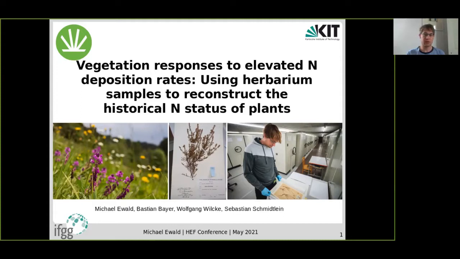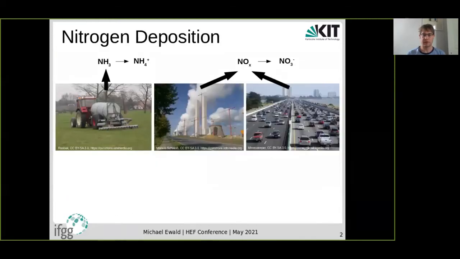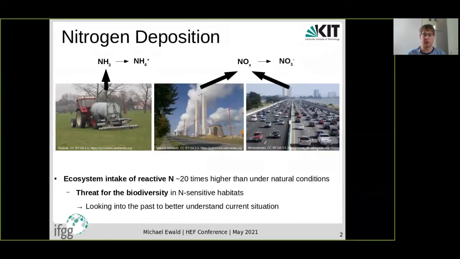And here I will talk about the reconstruction of the nitrogen status of vegetation using herbarium samples. First of all, it's important to know that today we have an intake of reactive nitrogen into ecosystems that is about 20 times higher than under natural conditions. And this nitrogen mainly comes from anthropogenic sources like intensive agriculture and the burning of fossil fuels.